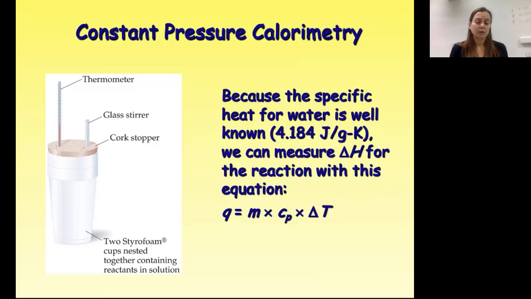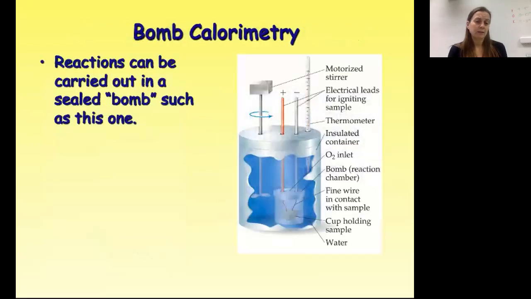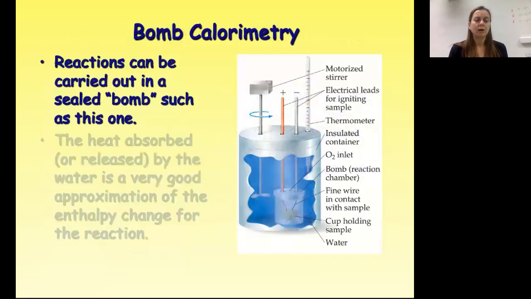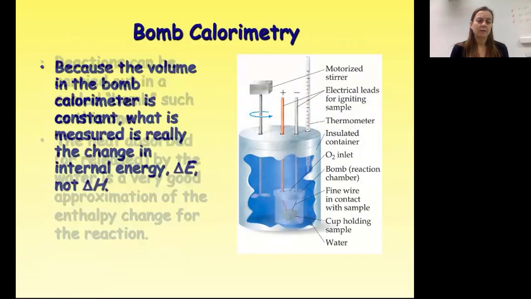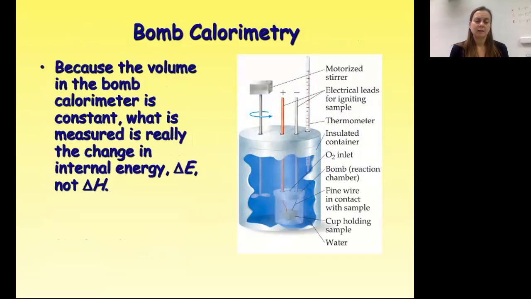We will occasionally run across a problem where we're working with a sealed bomb calorimeter. So in a bomb calorimeter, the same process, you're using the heat absorbed or released by the water to approximate the enthalpy change for the reaction. The big difference with bomb calorimetry is that because it occurs at constant volume, it is not necessarily constant pressure. However, the difference between internal energy and enthalpy is small enough that we can usually ignore it.